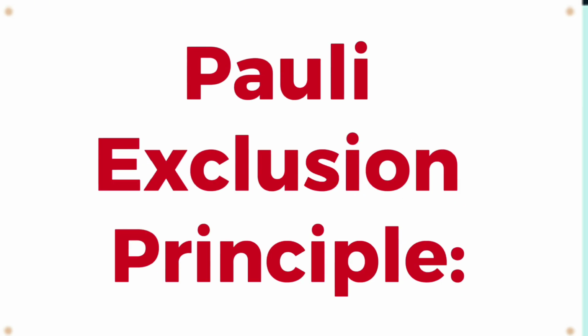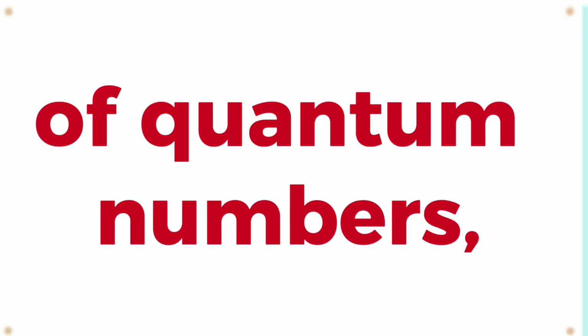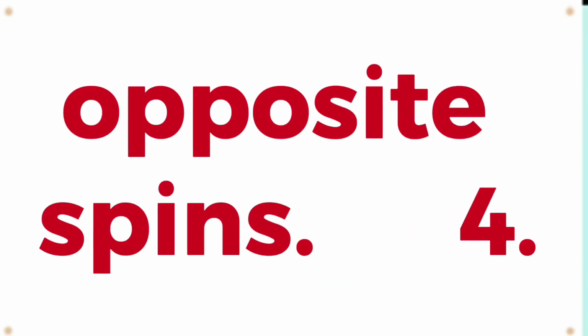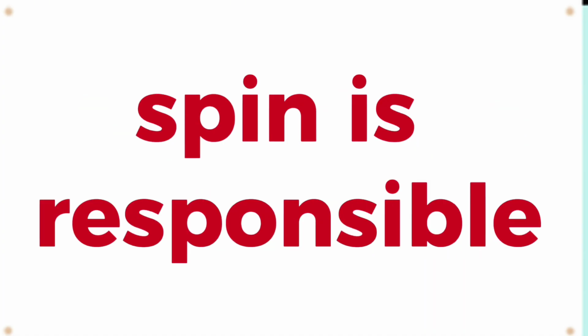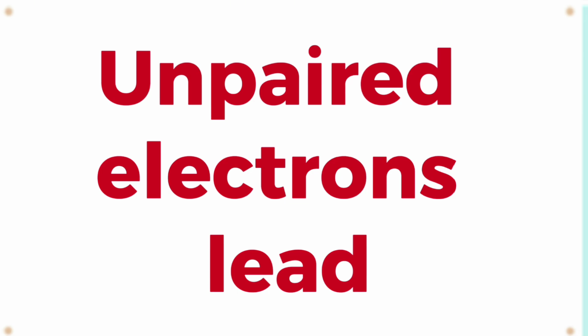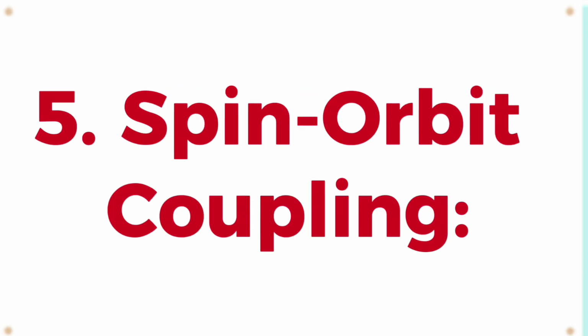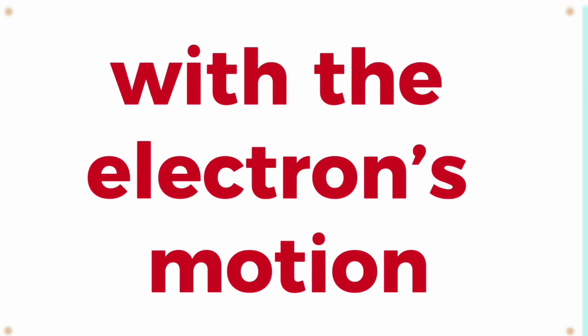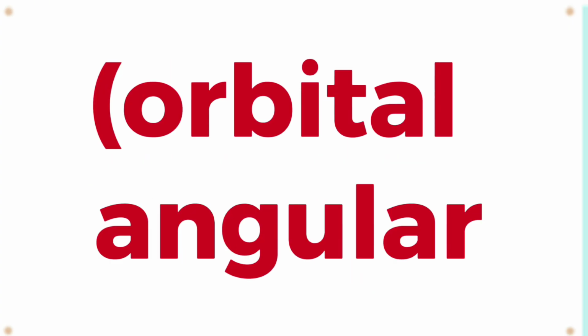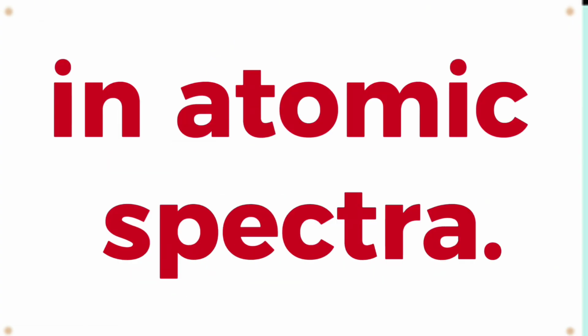3. Pauli Exclusion Principle. No two electrons in an atom can have the same set of quantum numbers, meaning electrons in the same orbital must have opposite spins. 4. Magnetism. The electron spin is responsible for magnetic properties of materials. Unpaired electrons lead to paramagnetism and ferromagnetism, while paired electrons cause diamagnetism. 5. Spin-orbit coupling. In atoms, spin interacts with the electron's orbital angular momentum, affecting energy levels and causing fine structure splitting in atomic spectra.